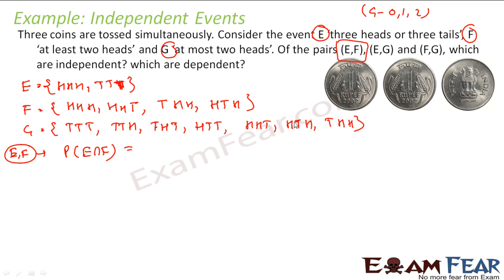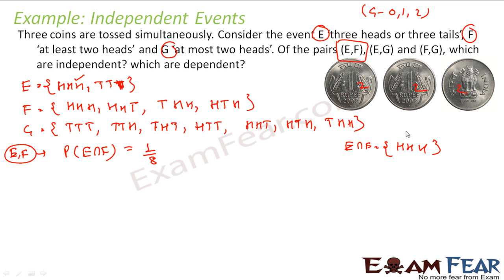So what is the common element of E and F? Let me write first. So the common element of E and F will be H, H, H, yes, common. T, T, T, no. So only one element is common, H, H, H. Correct? So probability of E and F will be nothing but 1 by 8. Why? Because the sample space has 8 elements, 2 into 2 into 2, right? 2 for this, 2 for this, 2 for this.